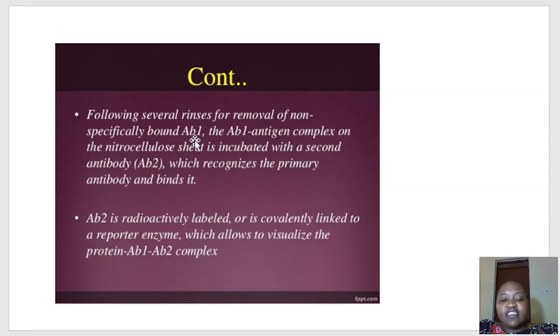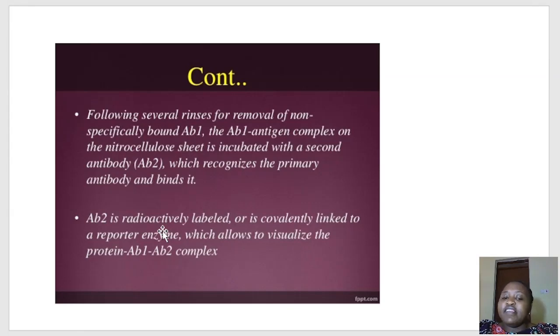So this primary antibody is not tagged to anything. You expect it to bind to your protein of interest. And then you incubate, and then after that, add your secondary antibody, antibody 2, which recognizes your very first primary antibody. Now, this secondary antibody can be radiolabeled. Remember, we talked about radiolabeling. We can also have it bound to an enzyme, which we call a reporter enzyme. We can also use fluorescent.